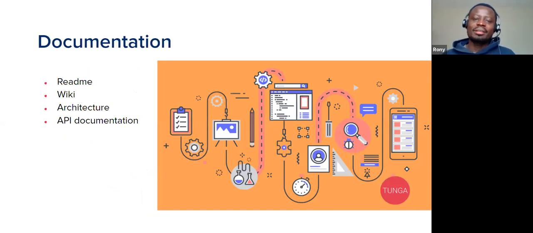So again, every project should have documentation. For example, README, wiki pages, also architecture documents, API documentation. I've just highlighted a few, but how do you contribute to this documentation? There must be a clear guideline on how you change, how you amend, and the versioning of this documentation. All of it has to be clear so that there shouldn't be chaos.